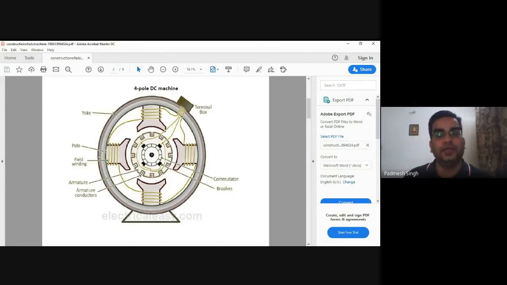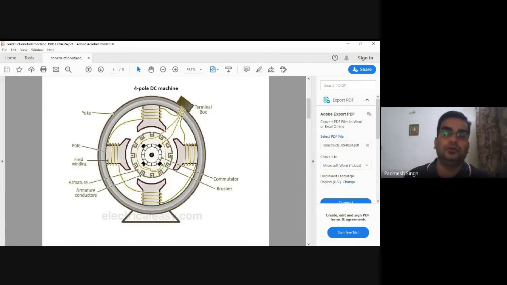After the air gap, we are entering into the armature portion. This is the armature portion, and this is the armature conductor. In a DC machine, generally the armature conductor is of distributed type. Distributed type means there are a number of slots along the periphery of the armature, and the winding is done in these slots in a distributed nature, so it is called distributed winding. After that distributed winding, we have the armature in the center here. The purpose of the armature will be discussed later.